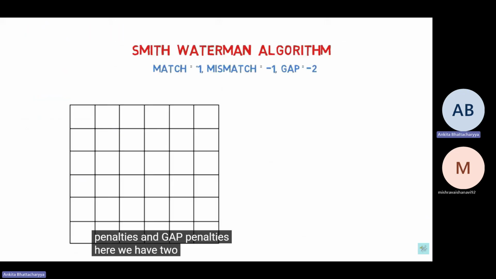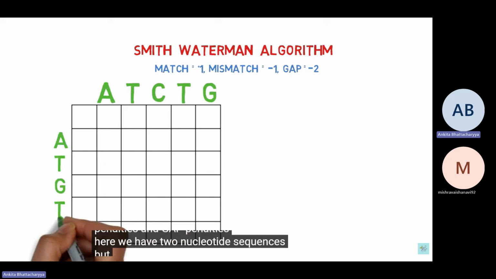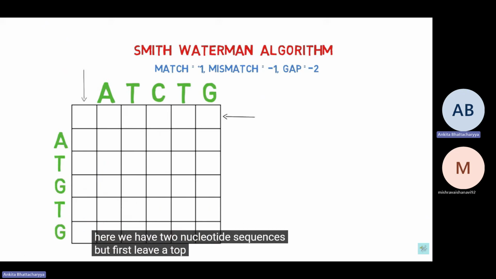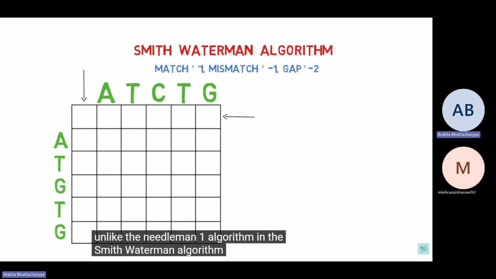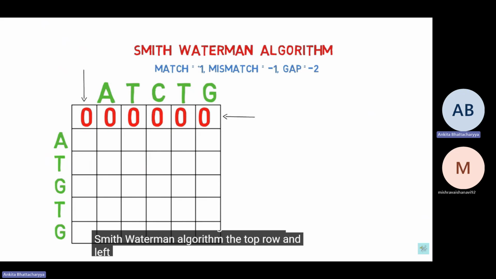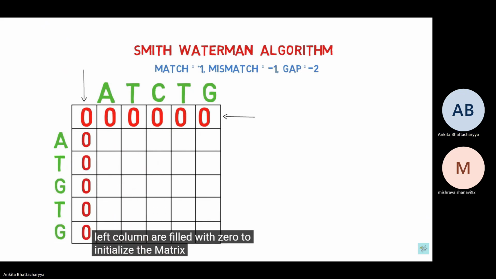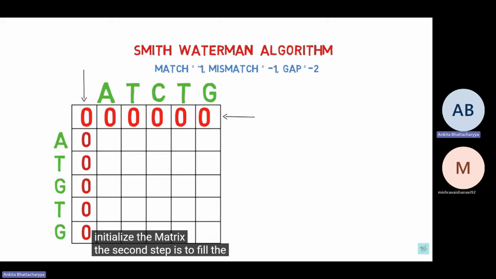Here, we have 2 nucleotide sequences. But first, leave a top row and left column to assign the gap value, then write the given sequences on the top and left sides. Unlike the Needleman-Wunsch algorithm, in the Smith-Waterman algorithm, the top row and left column are filled with 0 to initialize the matrix. The second step is to fill the matrix.